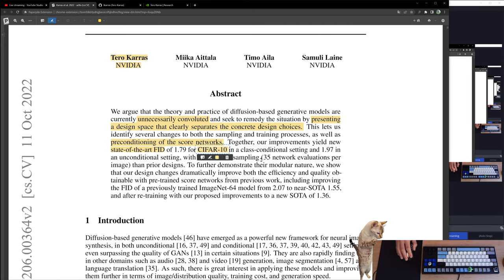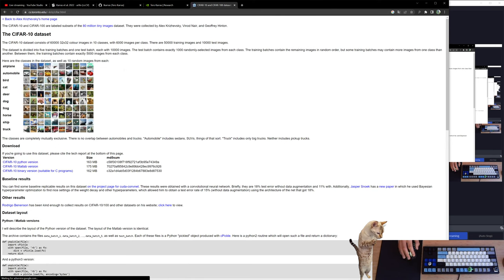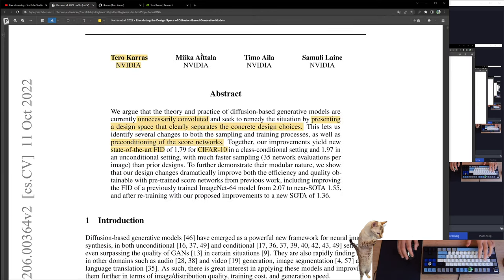CIFAR-10 is actually a really small data set. It's a benchmark data set. It's these little tiny pictures of cats and dogs and horses and ships. 32 by 32 images. Class conditioned, right? So CIFAR is separated into classes such as dog, airplane, and so on. And then there's unconditioned, where you don't give it the class.